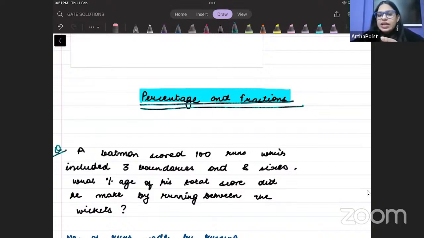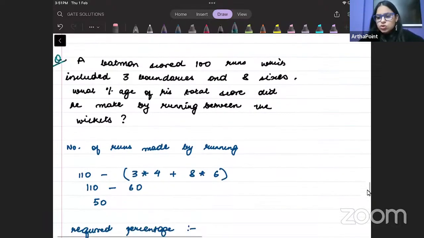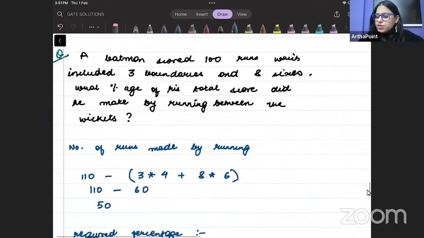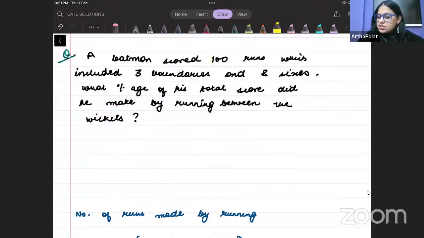Where they will tell you that a batsman scored this much runs, how much in terms of percentage, what is his efficiency or something like that. So percentage is a very wide part and it can be asked in different ways. Let me take the first question to you. So look into the first question, beta. It is saying a batsman scored 100 runs.